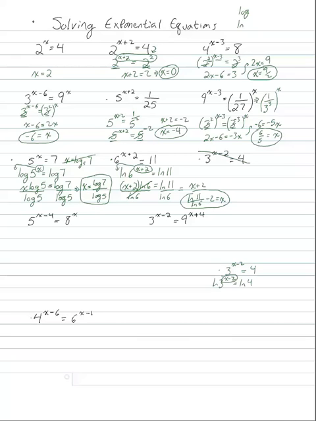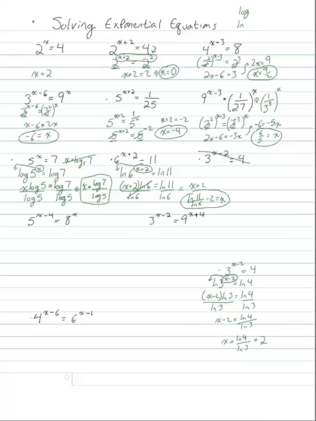Bring down x minus 2. So x minus 2, natural log of 3 equals natural log of 4. I'm going to divide both sides by natural log of 3. So x minus 2 equals natural log of 4 over natural log of 3. And x equals, add my 2 to both sides, natural log of 4 over natural log of 3 plus 2.